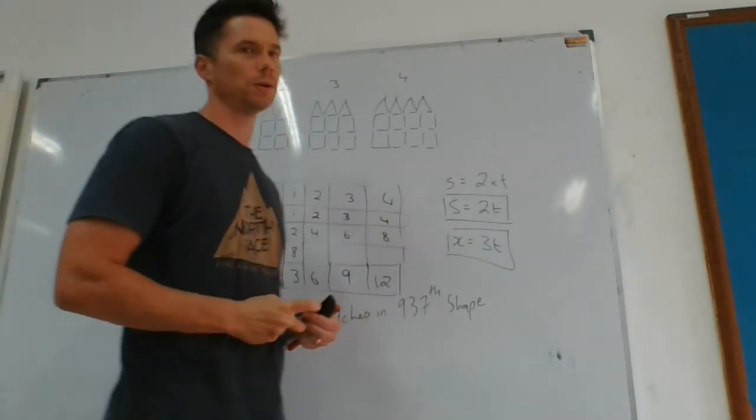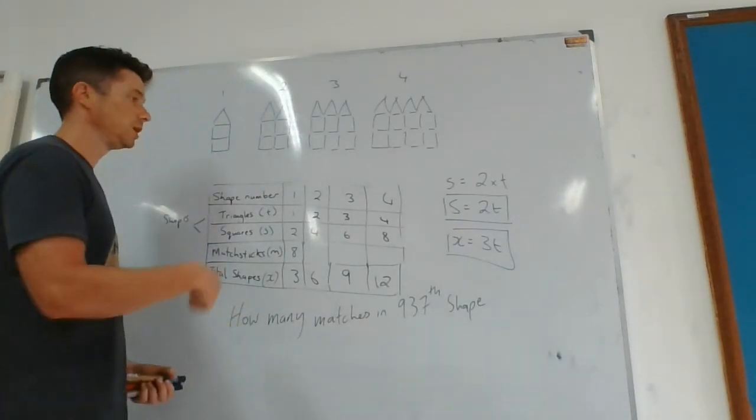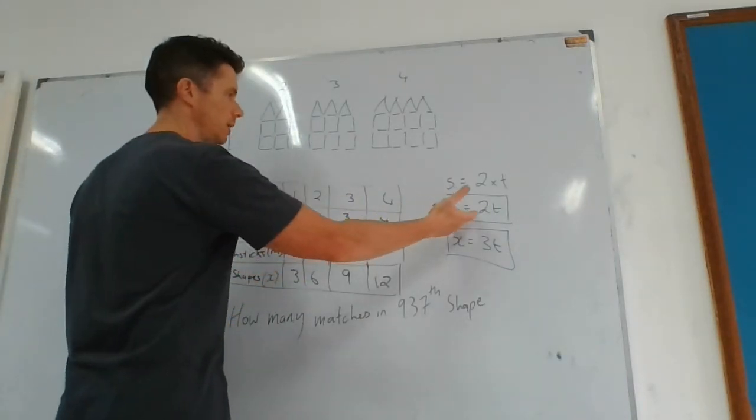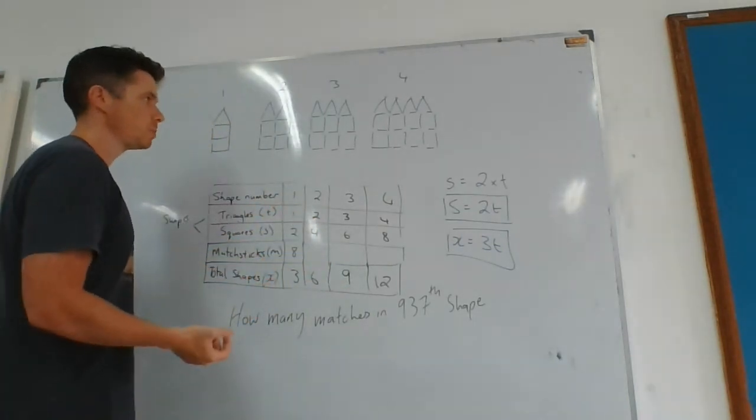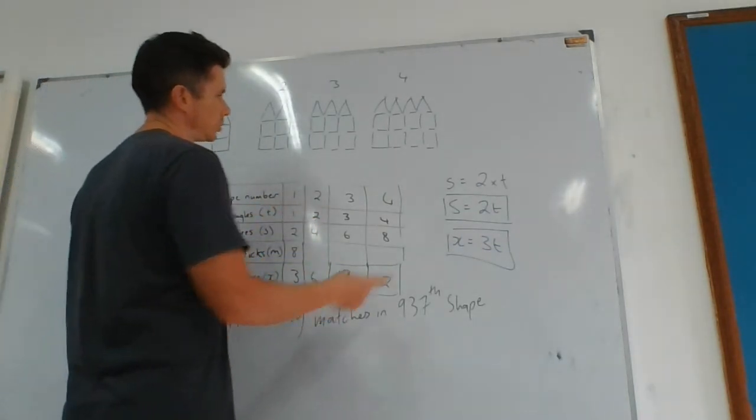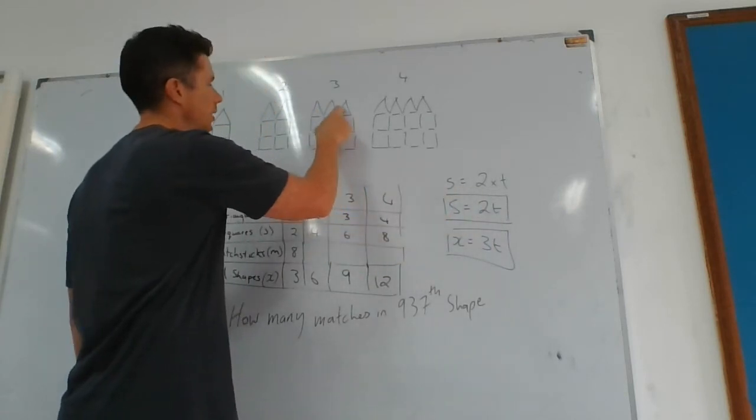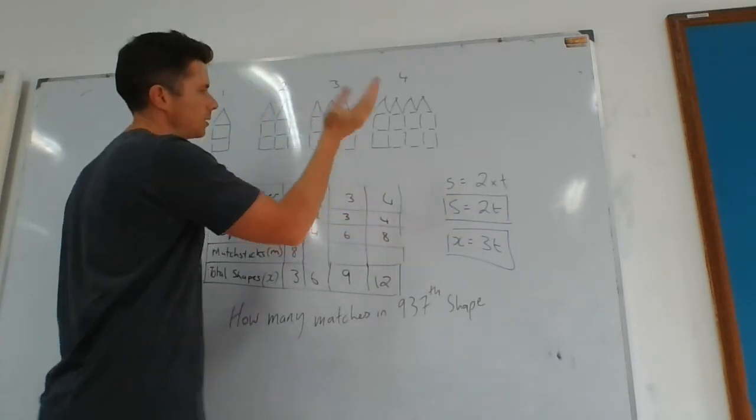Test your formula. Okay, so a test would be, let's test this formula, S equals 2 times T. Well, let's test it for the 3rd shape. So twice the number of triangles. So there's 3 triangles here. Twice that, and that is 6. Oh yeah, it worked.